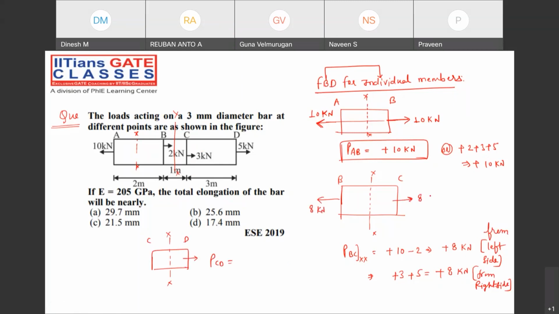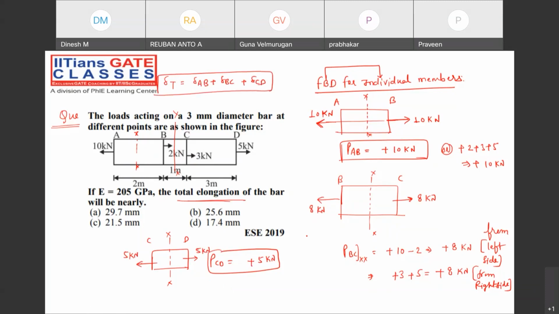Simply what you will say, sir, it's a 5 kilonewton force. Here also 5 kilonewton plus 5 kilonewton. My dear friend, you got all the forces. You need to find the total elongation. Simply, total elongation is delta AB, delta BC, delta CD. That's it. You need to do only three things: AB, BC, CD.